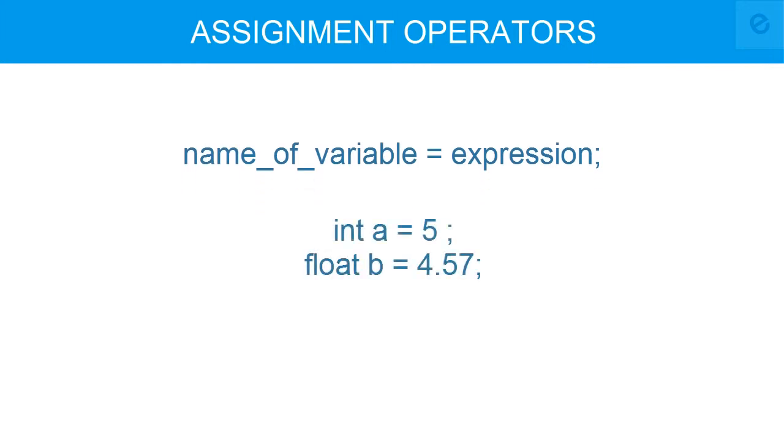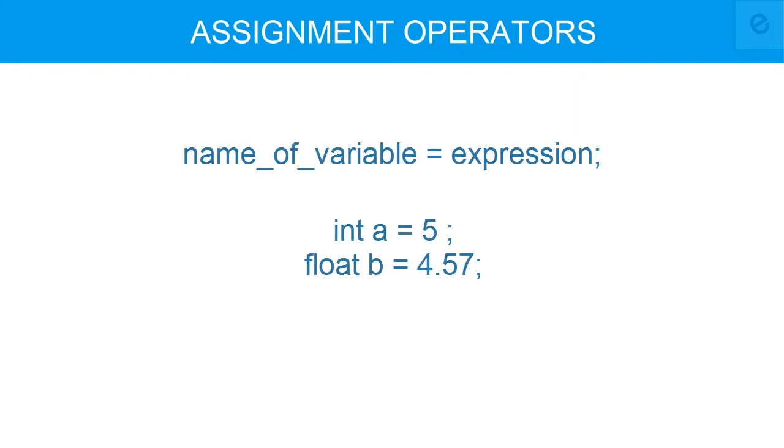Let us consider an example. Here we have int a equals 5. Here the equal sign is the assignment operator, while 5 is the expression and a is the variable name. We should make it clear that the variable, to which the value is to be initialized, is always on the left side.